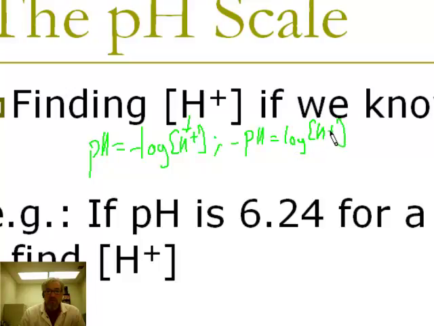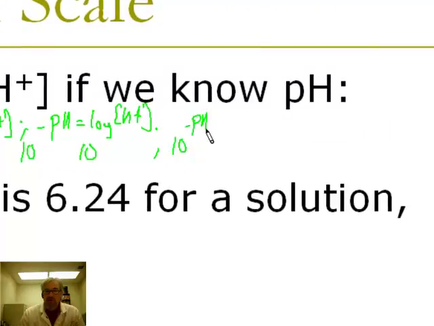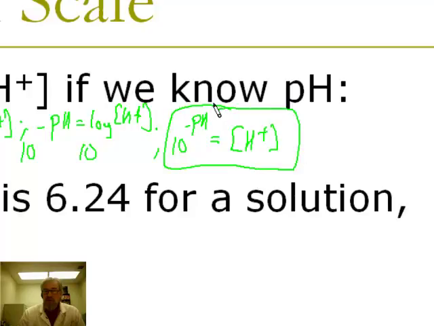From math classes, you might know that how you undo a logarithm is take the anti-log, which means to raise 10 to the number. So let's raise 10 to both sides. That gives us this. 10 to the negative pH is equal to 10 to the log of H+ concentration. But 10 to the log of something is just that something. So that's equal to H+ concentration. So now we have a formula that allows us to calculate H+ if we know pH.